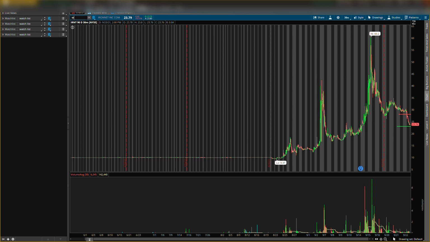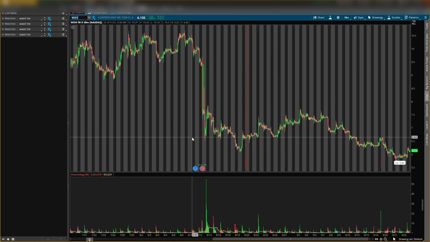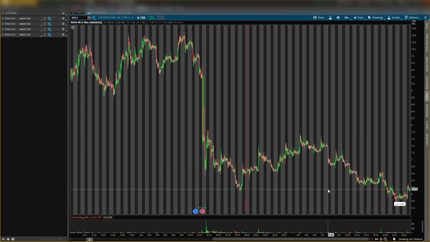Next stock, which is the last stock, Wish stock, ticker symbol WISH. Now, been having some scalps in here, right? Some scalp moves. Now it's pulling back, made a low.